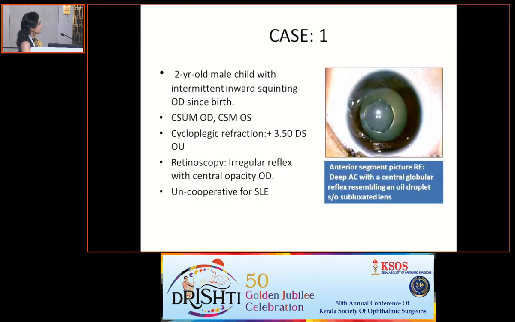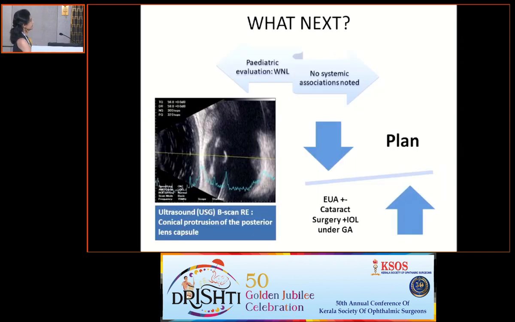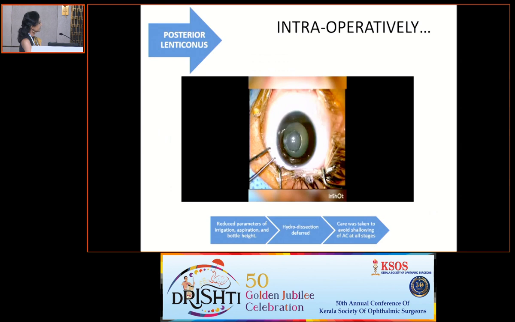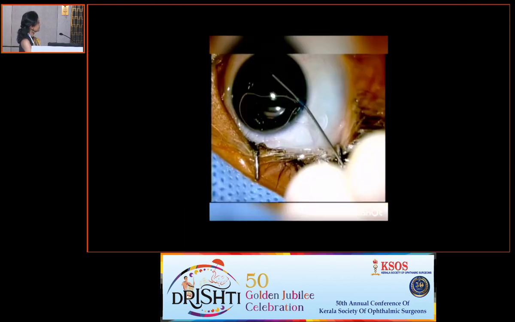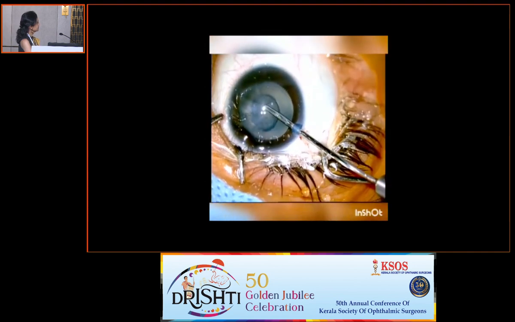Case 1 is that of a 2-year-old male child who came to us with intermittent inward squinting since birth. Anterior segment showed a deep AC with a central globular appearance of the lens resembling a subluxation. Ultrasound B scan showed a conical protrusion of the lens capsule, and examination under anesthesia confirmed the presence of a posterior lenticonus, and we decided to proceed with cataract surgery.